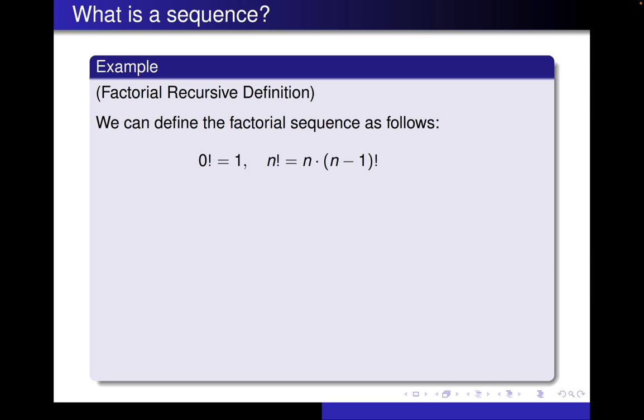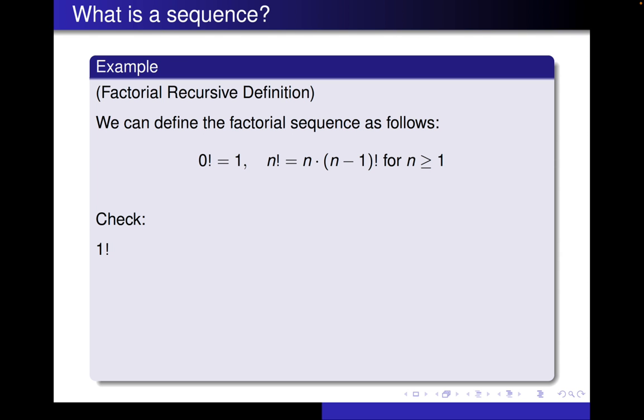So I'm going to define n factorial equal to n times (n minus 1) factorial, where n is greater than or equal to 1. And my claim is, by defining the factorial sequence in this way, we have defined all the terms of the sequence starting with 0. Because we know the sequence at 0, that's just 0 factorial, which equals 1.